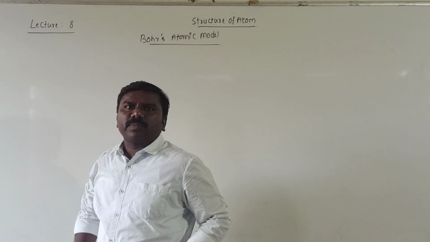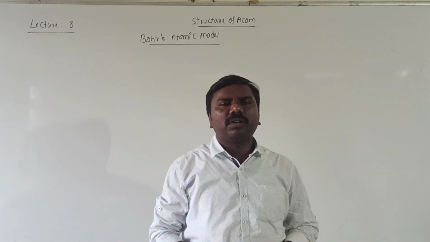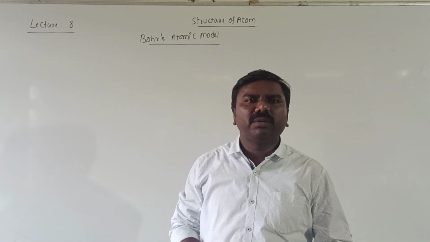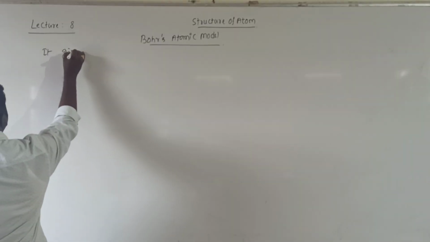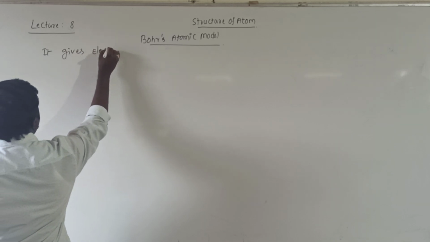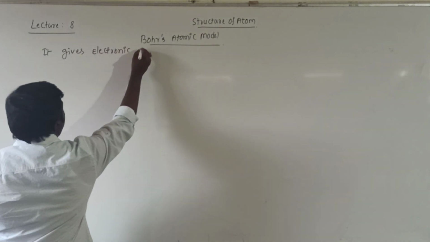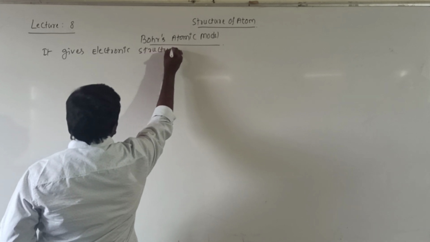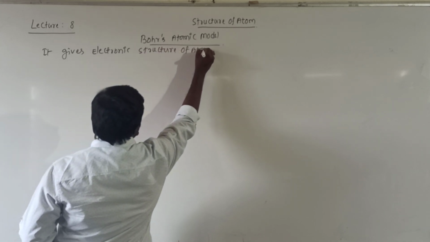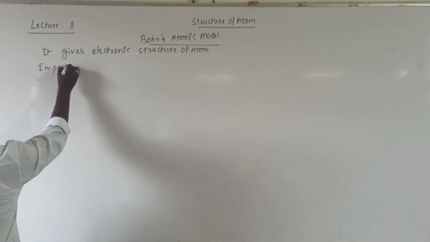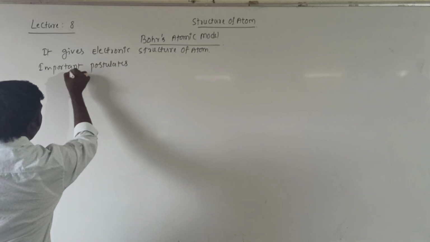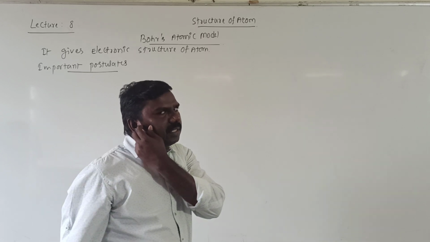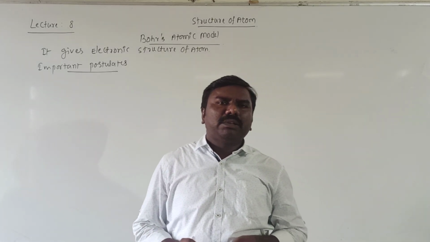It explains the electronic structure of an atom. This was given by Niels Bohr. Now, the important postulates of Bohr's atomic model. Few points are required for us.